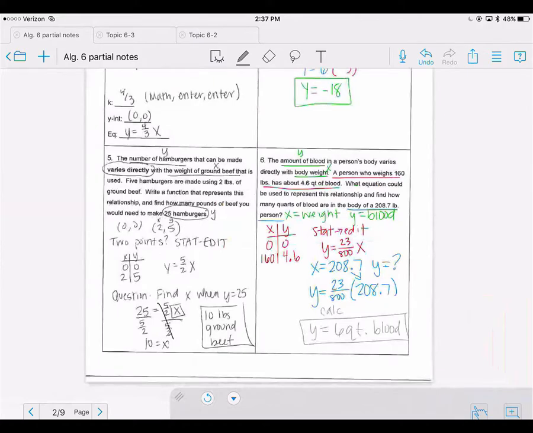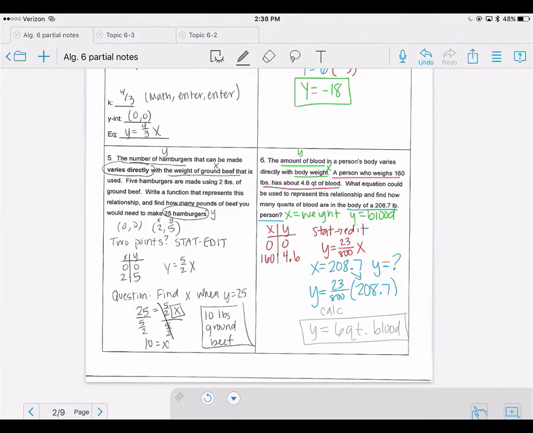Okay, so again, direct variation means you have no y-intercept, no b value. So when you write your equations, it should always be y equals mx, or in this case, k is replacing m. But y equals your slope times x, and then if you have a direct variation, remember you have the 0, 0 given to you, so we can use that to plug into stat edit anytime we are given points and solve.